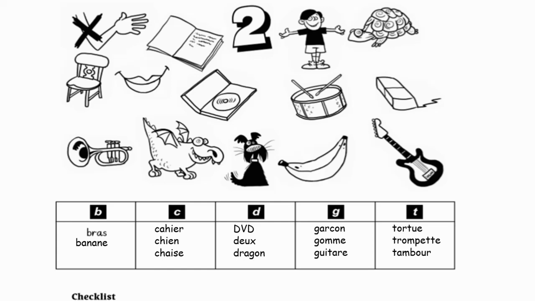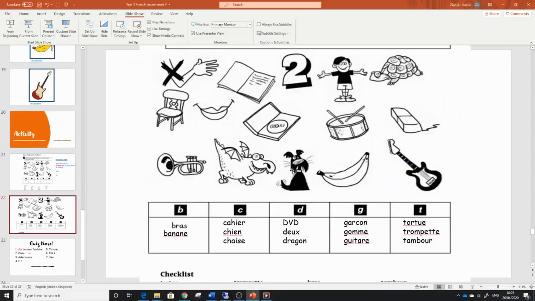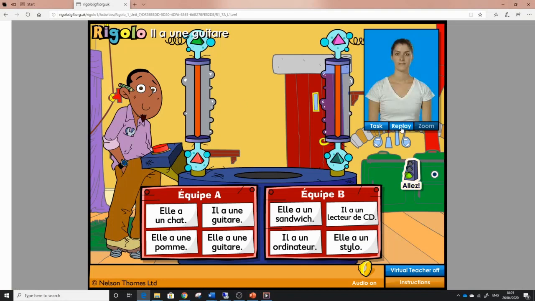Now, I did promise you a short little game and activity, so here's the first one. Let's have a look at the instructions. Regardez l'image et touchez la bonne phrase. So, it's going to be the first of our two games of Beat the Teacher. Équipe A means Team A, Équipe B means Team B.